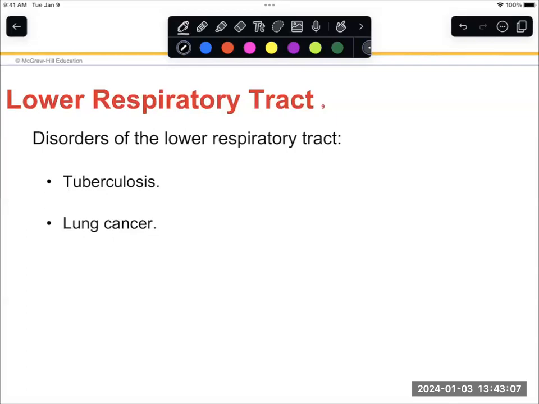pathogen or infection. Then lung cancer, usually known as bronchogenic carcinoma. It usually comes from the mucosa of the larger bronchi, which accounts for 90% of all lung cancers, and it's usually associated with smoking tobacco. Tumors will start to obstruct the bronchus and can metastasize to the lymph nodes, liver, brain, or bone.